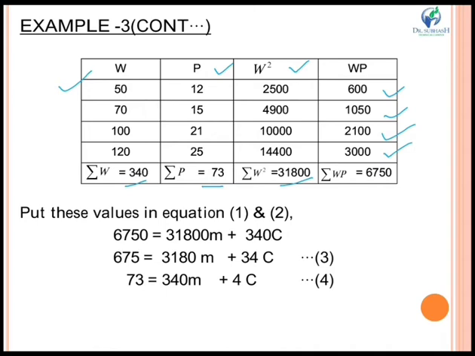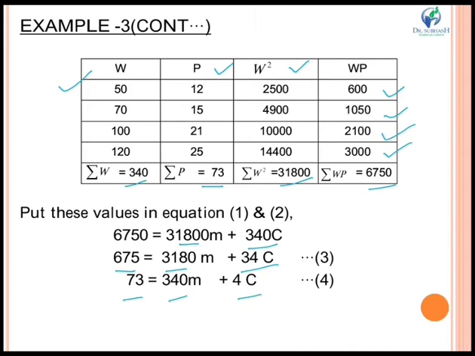I will add all the values of WP and get my answer as 6750. Now I will put all these values in equation 1 and equation 2. So on putting the values in equation 1 and equation 2, I get 6750 equal to 31800 m plus 34 C. Now to make it easier, I will divide this equation by 10. So I get 675 equal to 3180m plus 34c, and equation 4 will be 73 equal to 340m plus 4c.